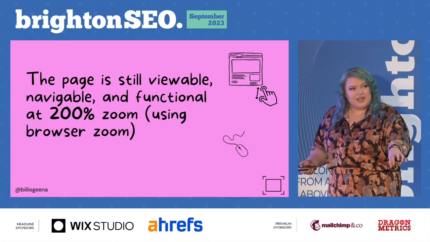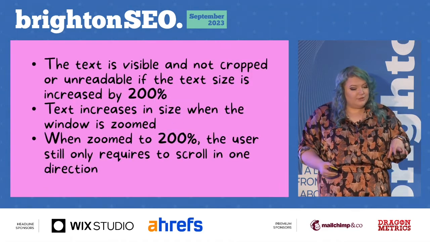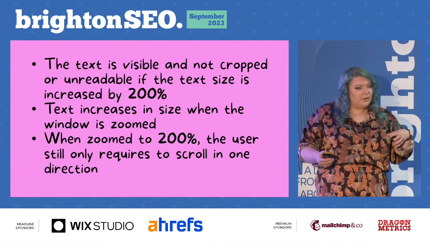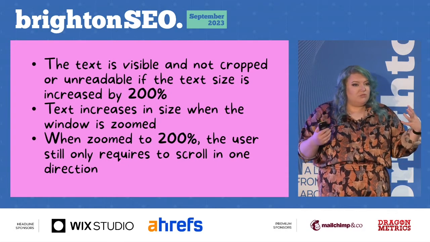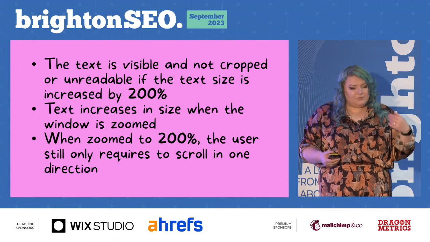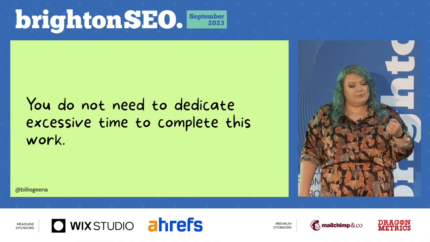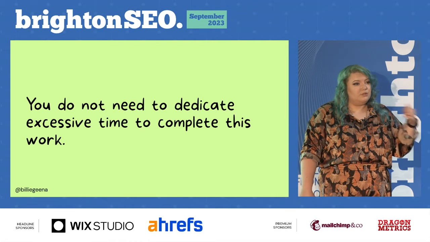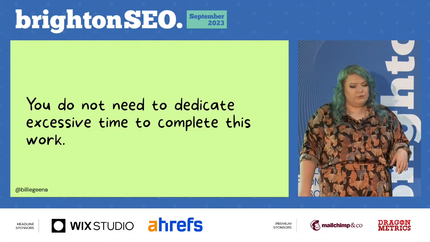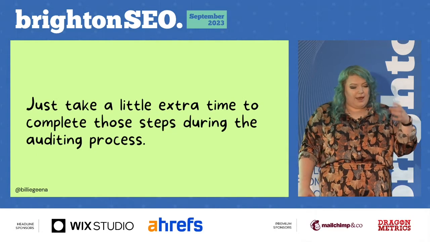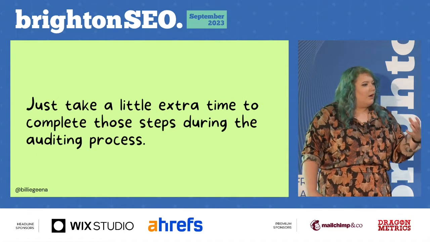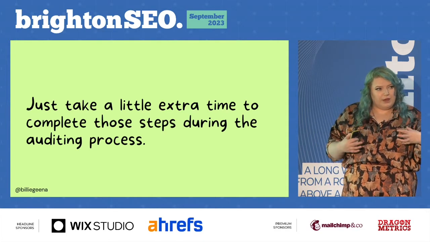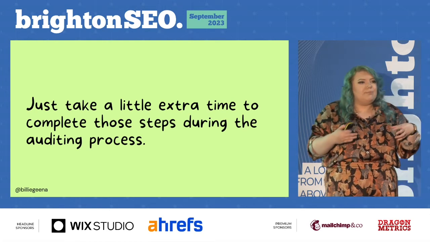So yes, we check this. We should check this. But we also need to make sure that everything is visible, nothing becomes cropped, it's not unreadable, the window stays the same. So just check everything. It's real easy. You don't need to dedicate excessive time to accessibility because we're already doing 80% of the work. We're just not thinking about the other stuff. So by taking extra time to think about how we complete this process, we can really improve our entire auditing process and create these better strategies.